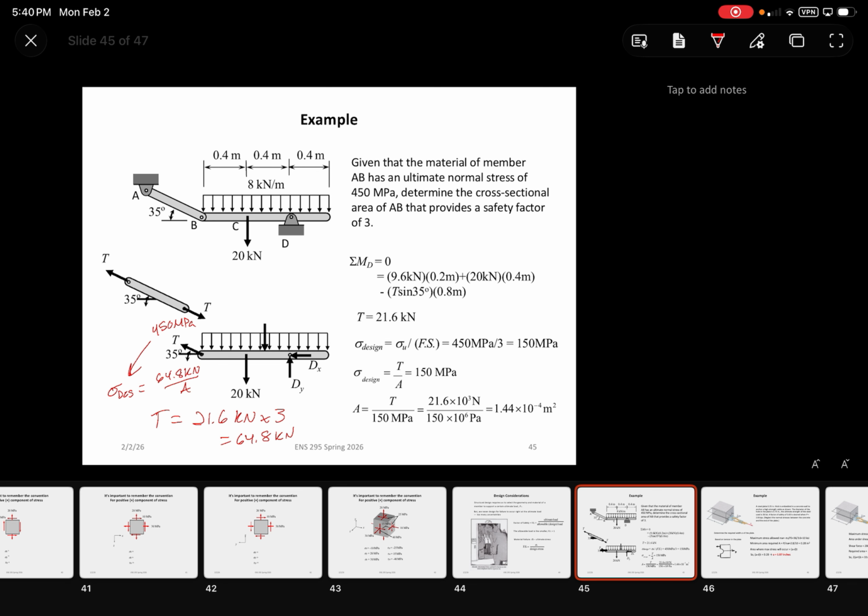Now, when you solve for A, you will get the same exact answer. It's just a matter of which side of the equation you're applying the factor of safety to. Are there any questions about this example at all?